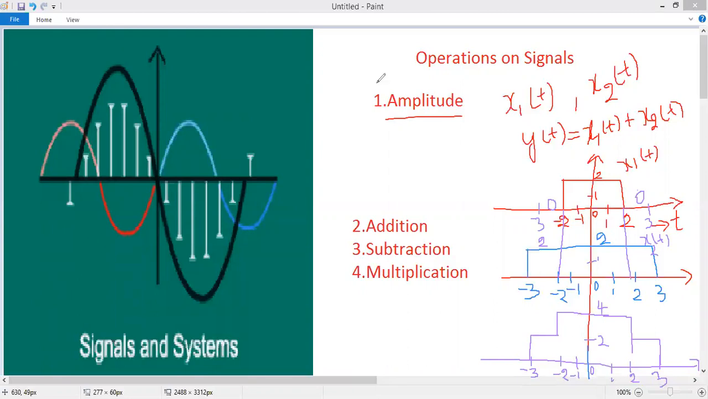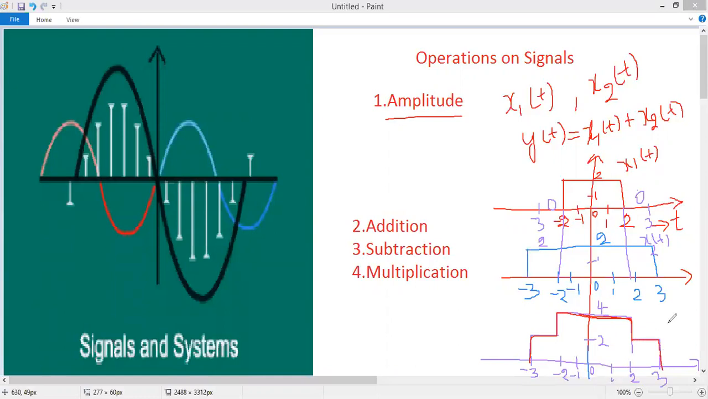I am going to show you the resultant signal. The resultant signal has an amplitude of 2 from -3 to -2, because the x2 signal has the 2. From -2 to +2 we have an amplitude of 4. From +2 to 3, our x1 signal is 0 and our x2 signal amplitude is 2. So 0 plus 2 gives an amplitude of 2. So this is our resultant signal.